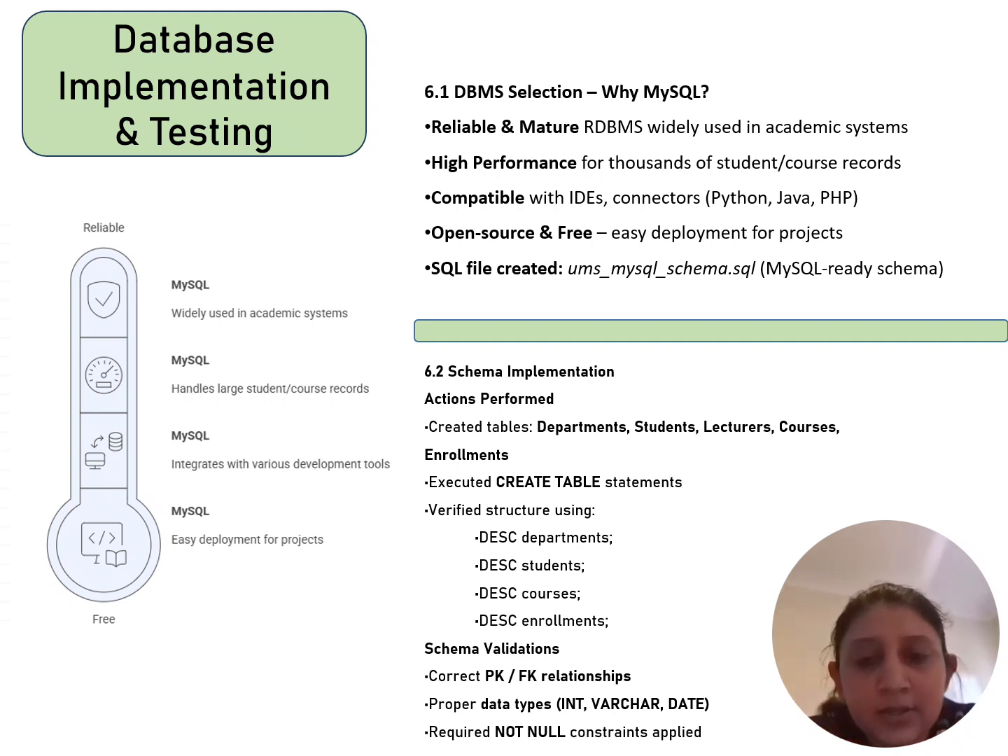In the third slide, there is DBMS selection. Why MySQL? It is reliable and mature, high performance, compatible, open source and free. The SQL file is created. In schema implementation, the actions performed are: create tables department, student, lecturer, courses, enrollment, and execute the create table statements. DESC department, students, course, enrollment. Schema validations: correct PK and FK relationships, proper data types, unique and required not null constraints applied. Thank you.